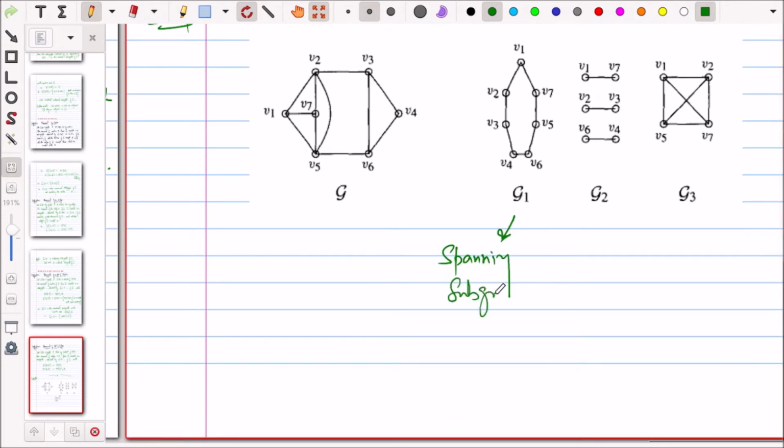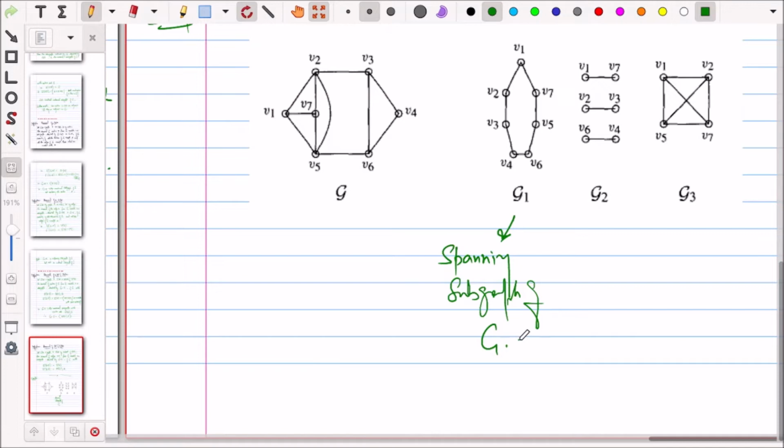Spanning subgraph of G. Now what about G2? Just check G2. Is it a subgraph? Look, all the vertices are there inside G. What about edges? V1 V7 is there, V2 V3 is also there, and V6 V4 is also there, right? So it is a subgraph.